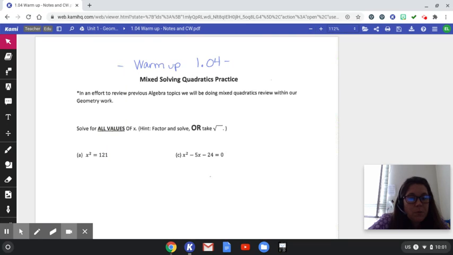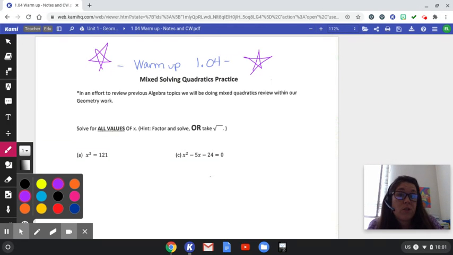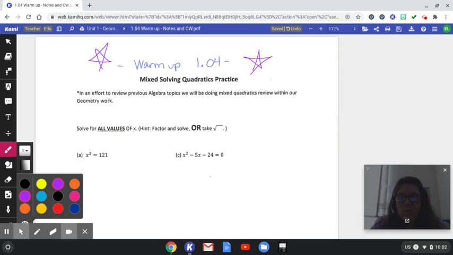Today you are going to be looking at notes 1.04. And at the beginning here, we're going to do a little bit of review of quadratics and factoring. We're going to need those skills this year for geometry so that you don't lose them between your algebra course and your possible algebra 2 course you'll go to next year. So let's get started.